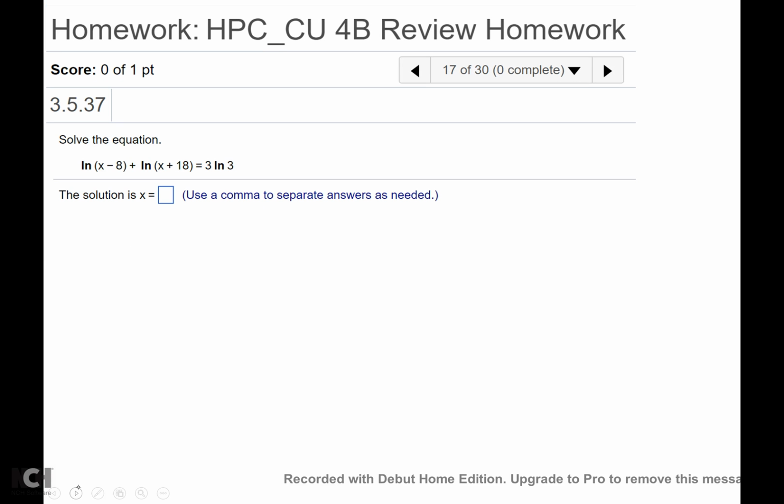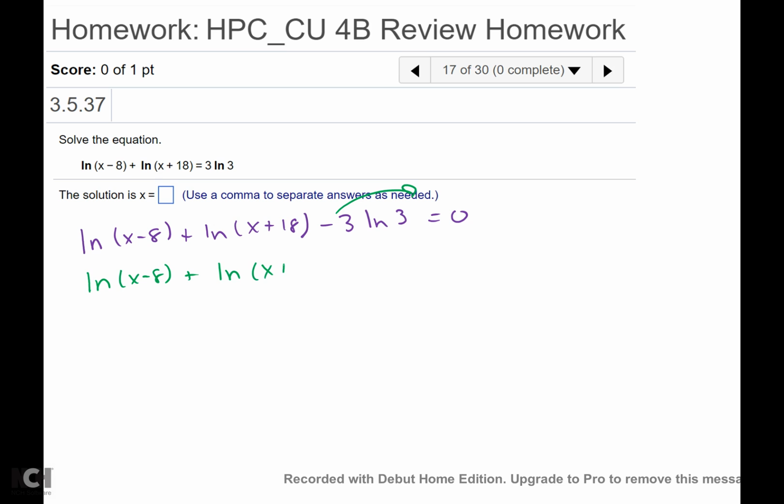Alright, so if I solve this one, I've got 3 logs actually. I'm going to go ahead and get 0 on one side. So that's going to be ln of x minus 8 plus ln of x plus 18 minus 3 ln of 3 equals 0. So I got everything on one side. Now I'm going to get all of this. Make sure you put your power back up. Alright, so that's got to go back up. So I have ln of x minus 8 plus ln of x plus 18 minus ln of 3 to the third.